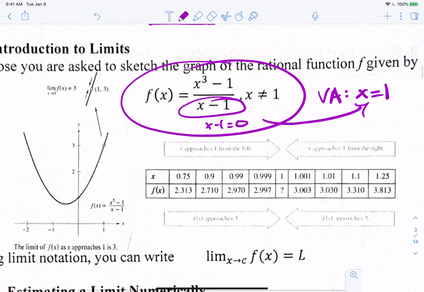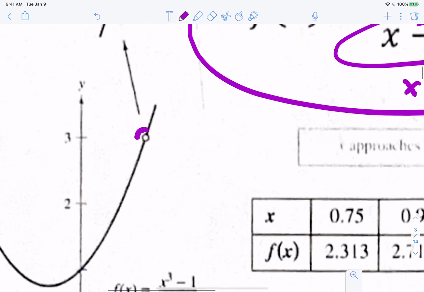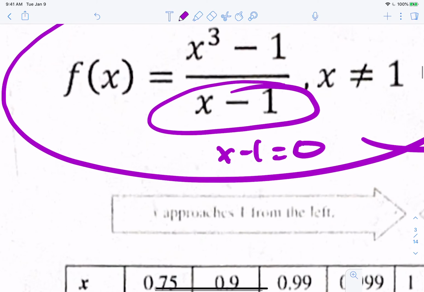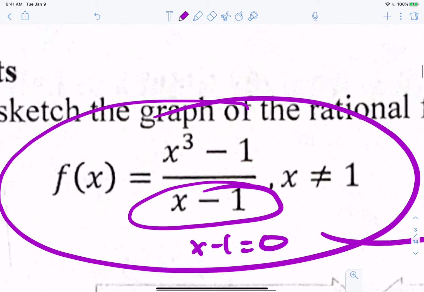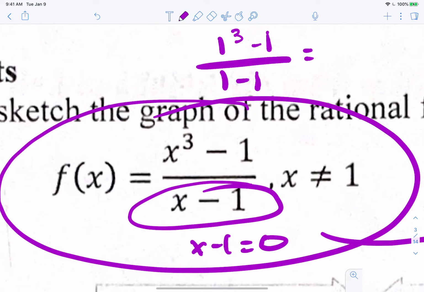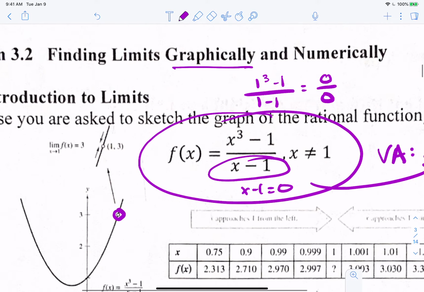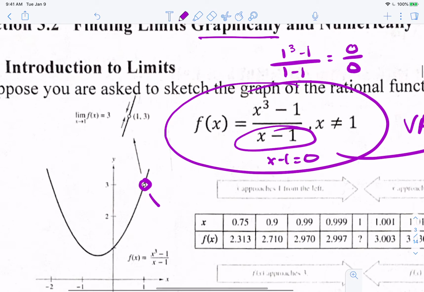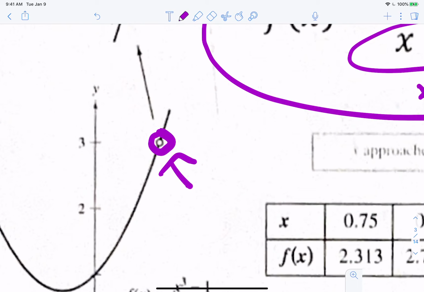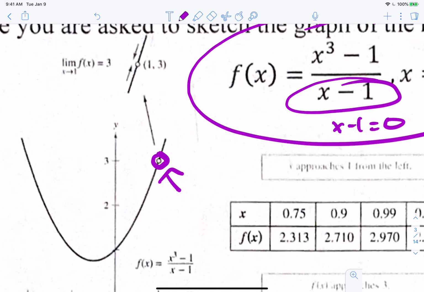So it looks like it's a VA at x equals 1, but it's not. It's actually a hole, okay? And we cannot evaluate things at holes. Like if I were to try to plug the value 1 in here, I would get 1 cubed minus 1 over 1 minus 1, which would just be 0 over 0. And I cannot take 0 and divide by 0. So that would give me a value that I basically cannot find, because I cannot plug him in.